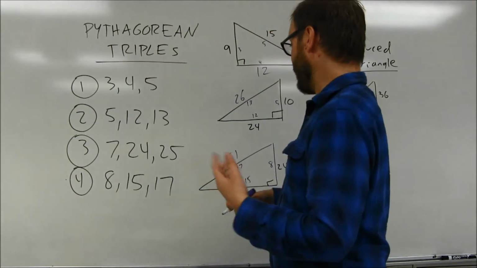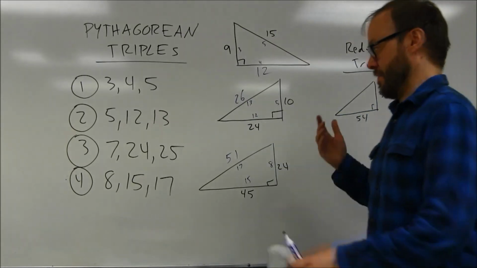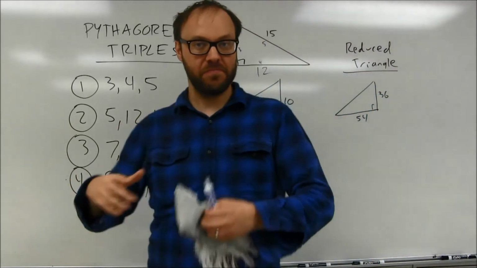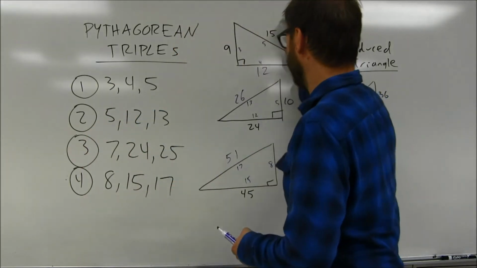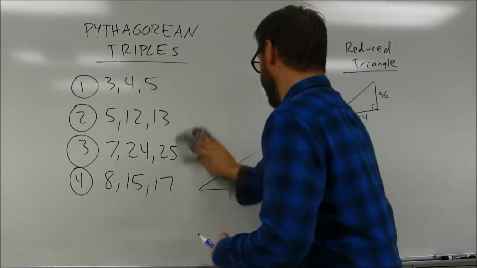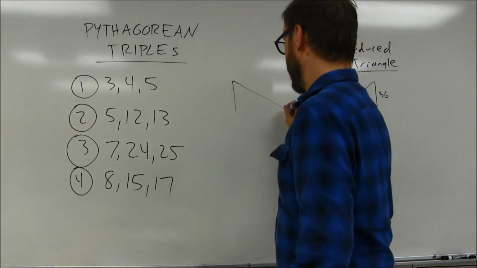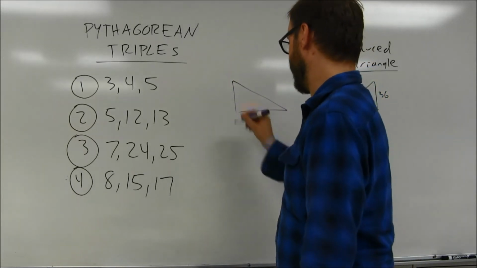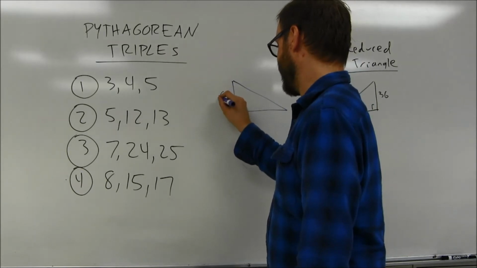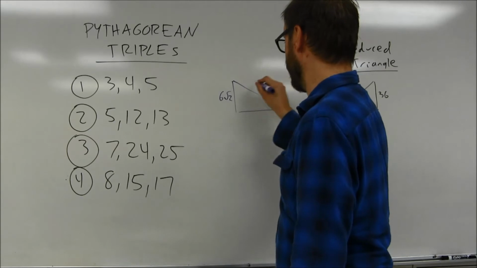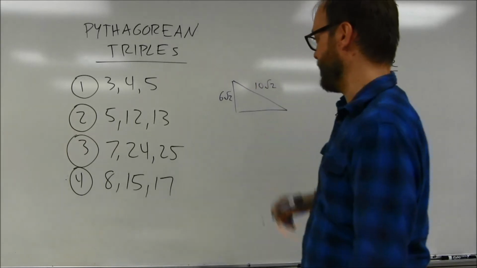Okay, now you can get weird stuff too. You can get big things. You know, I could have 50, 120, and 130, just things that are multiplied by larger numbers. You can also have weird things like radicals. So for example, I could have a right triangle with side lengths of, you know, something like 6 radical 2, 10 radical 2, and I'm trying to find the missing side.